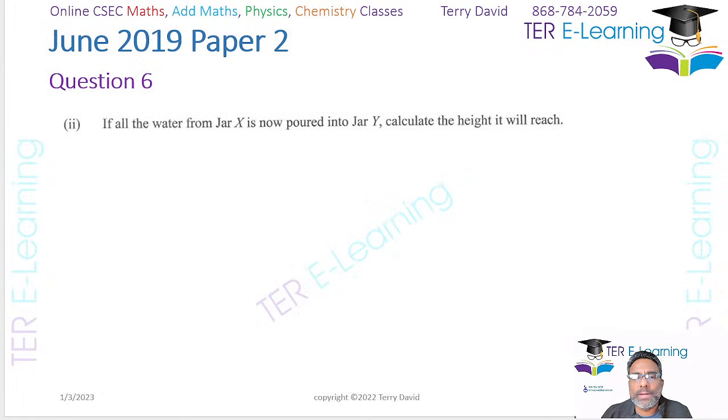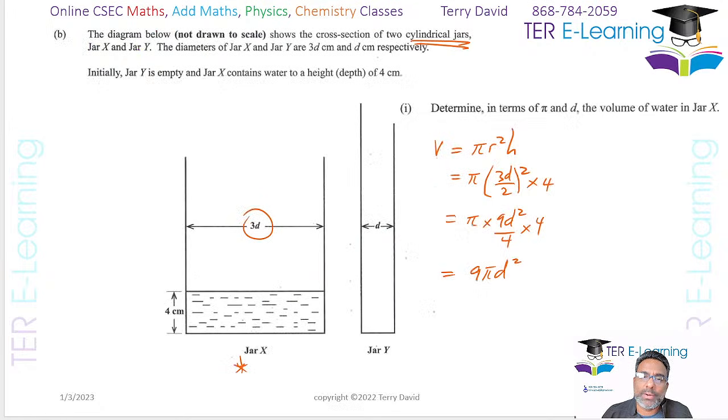Now, all of the water in jar X is now poured into Y. Calculate the height reached. Now, this is a typical exam type question that CXC likes to bring up. So you have a liquid in this container, but we're pouring it into this container here, and it's going to go up to some height, right? That we don't know. We don't know what that height is, right? But you know that all the liquid is going to be poured into that container.